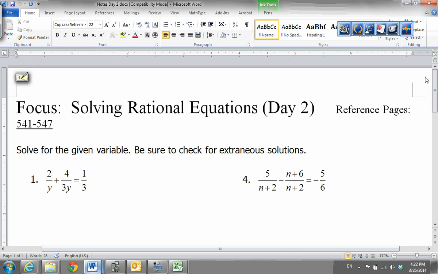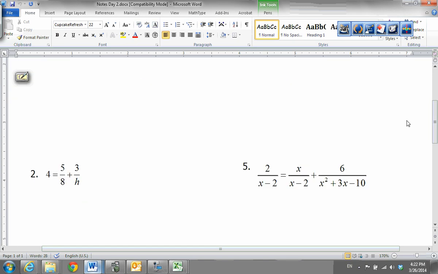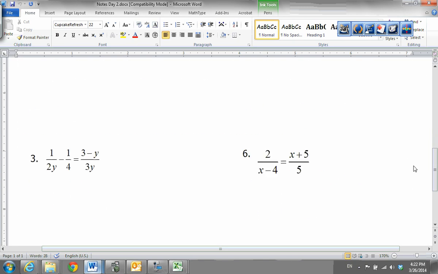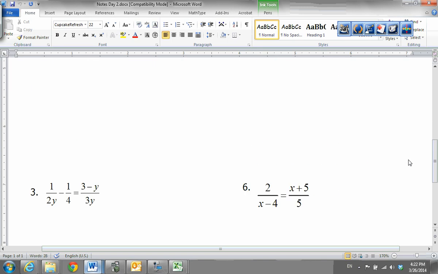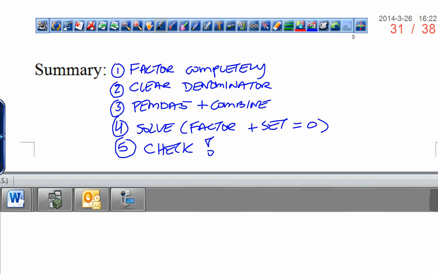Today we're going to be doing Solving Rational Equations, Day 2. This is what the notes look like. It's just 6 problems and a little summary at the bottom. Since it's Day 2, I'm going to actually do something a little different. So let's start with number 1. I'm going to start with the summary. Our summary will kind of help us work through all this and hopefully cover up anything I skip.